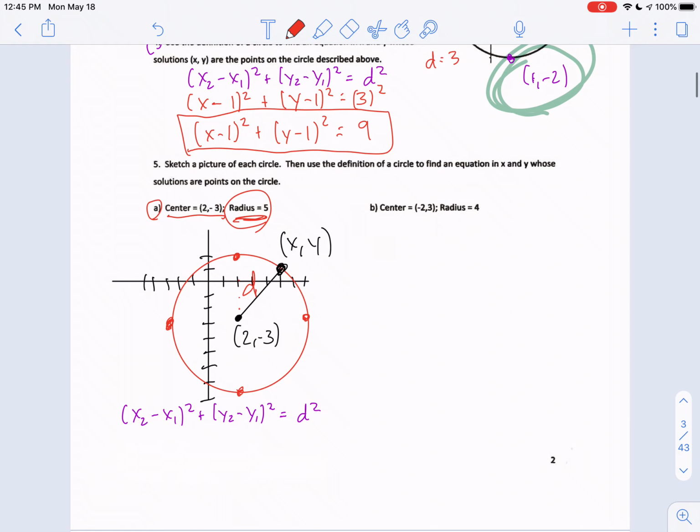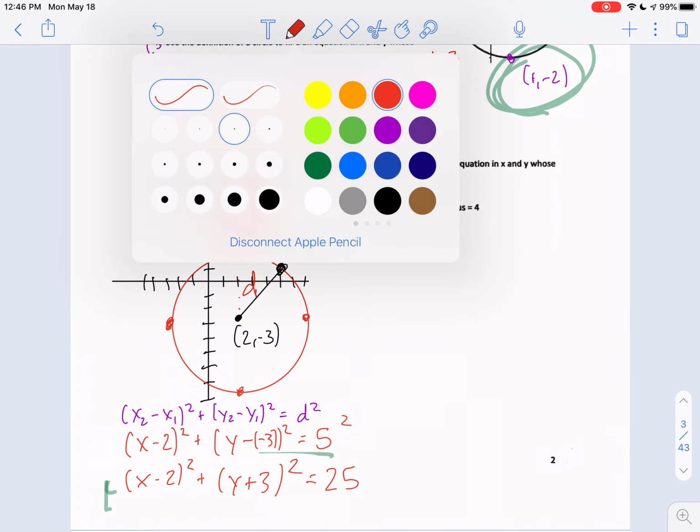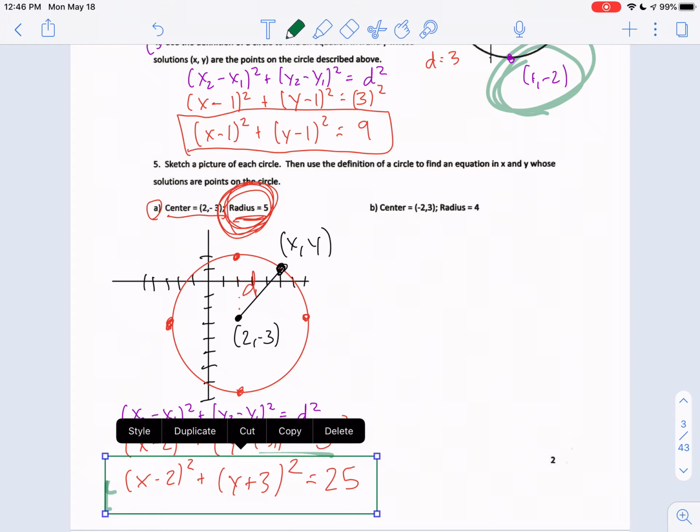So x2 minus x1, in this case, is going to be x minus 2 squared plus y minus -3 squared equals d squared. In this case, what's my distance? We know the radius is always going to be 5. So then simplifying this, x minus 2 squared plus y plus 3 squared equals 25. And that is your equation for this circle. Boom. So please try B on your own real quick.